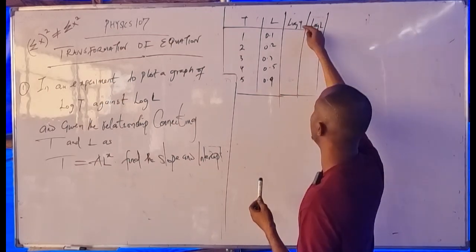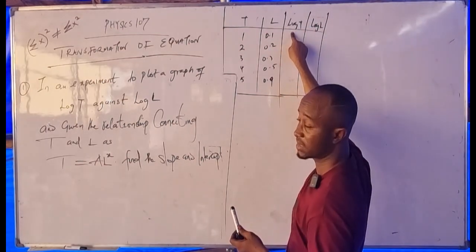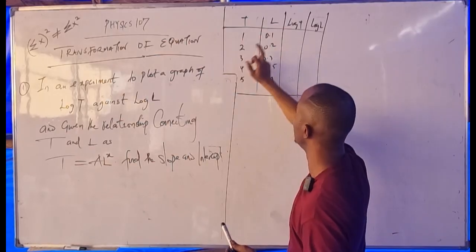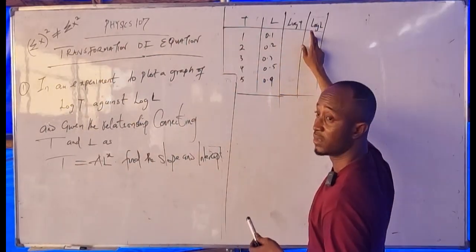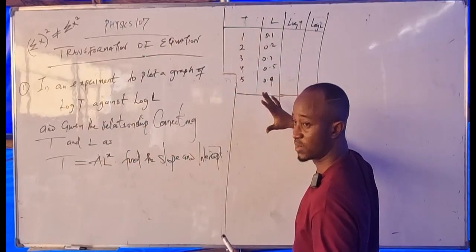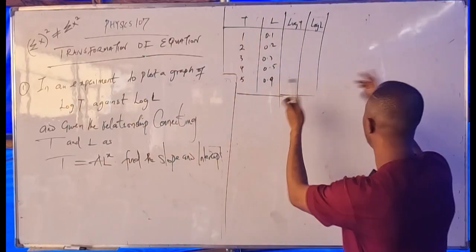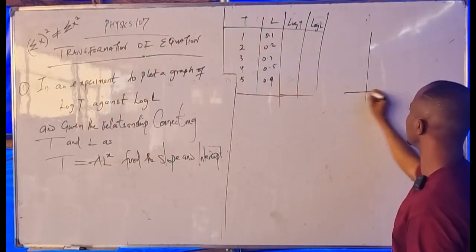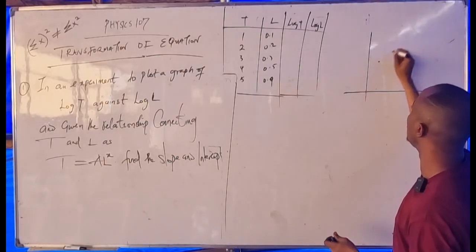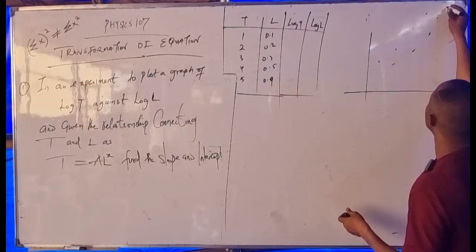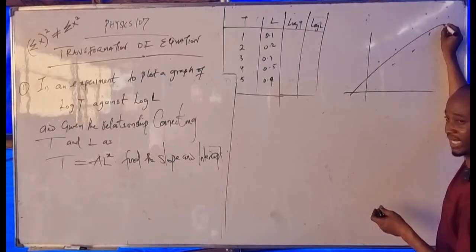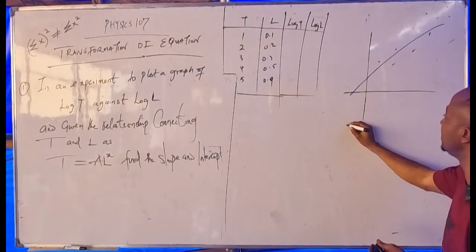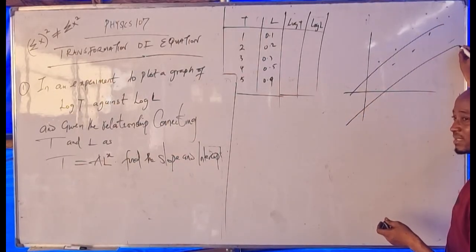Then with your calculator, you find log 1. You write it. What is log 2? You write it. Log 3? You write it. Then for log L, what's log 0.1? You put it. If after getting your points, let's say you have your points on the graph, to know where this line will cut, whether it is positive Y or negative Y, are you getting it?